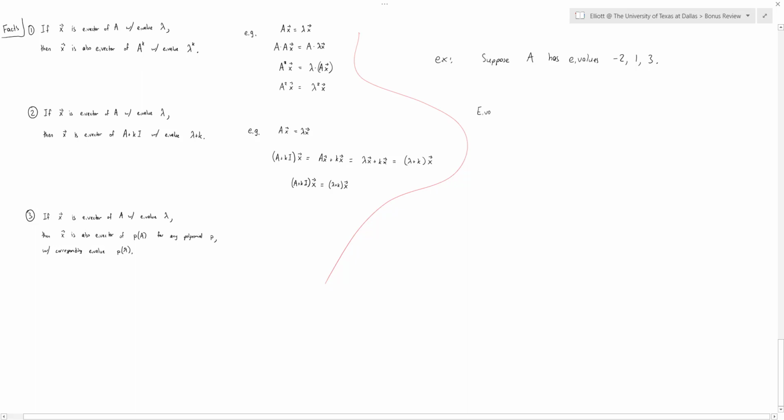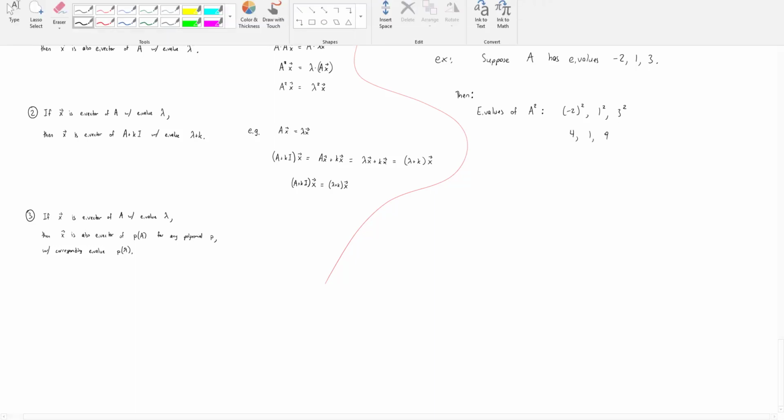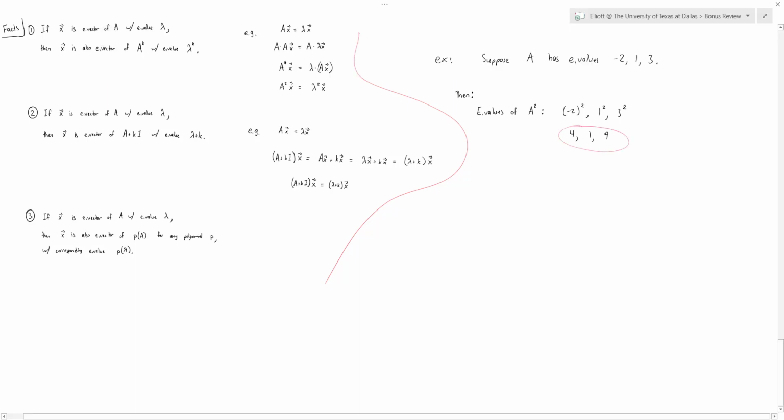Now, if we wanted to find the eigenvalues of A squared, according to this first property, the eigenvalues of A squared should be the eigenvalues of A, but squared. So if I just take each of the eigenvalues of A and I square them, those will be the eigenvalues of A squared, okay? You can do that for any other power of A as well. Okay?